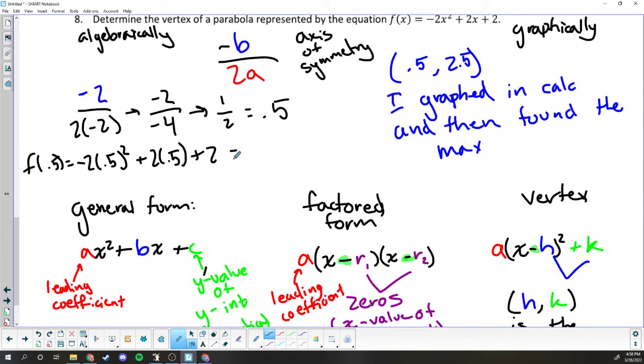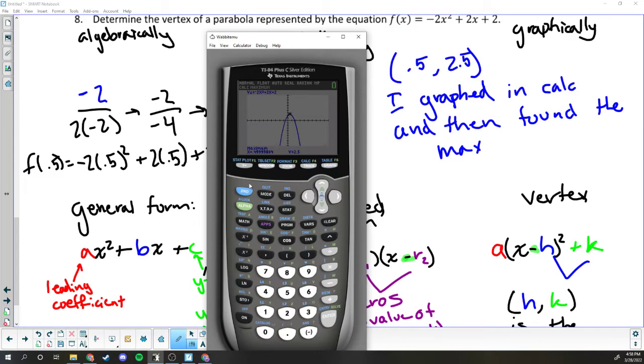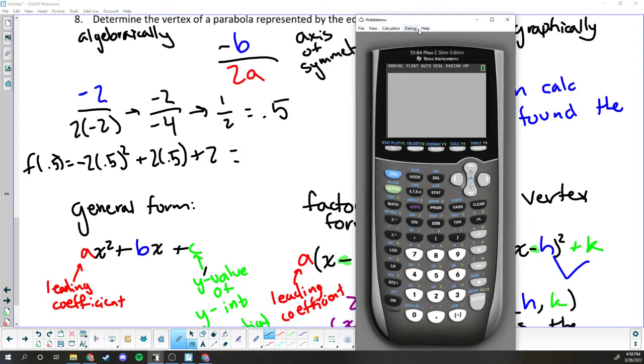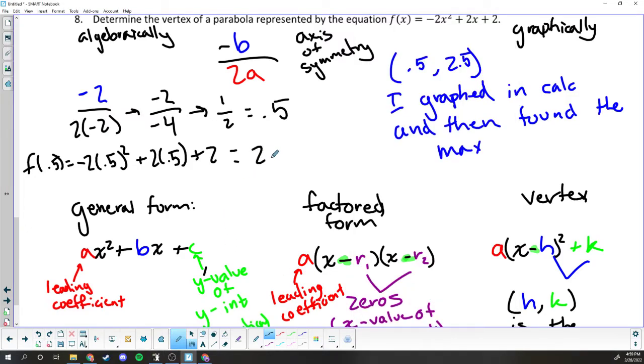And then I'm going to use my calculator. So I know I said I used my calculator, but whatever. Negative 2 times 0.5. Make sure you use parentheses, by the way, if you ever square a number like that. Plus 2 times 0.5. And then plus 2. Am I right? Let's see. Yeah, I get 2.5. So I know my point is at these two, 0.5, comma 2.5. And we got the same answer both ways.